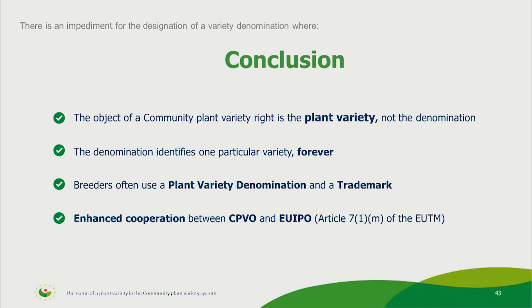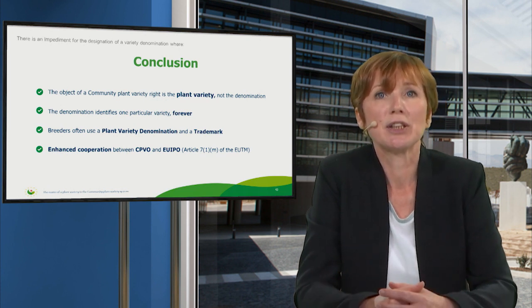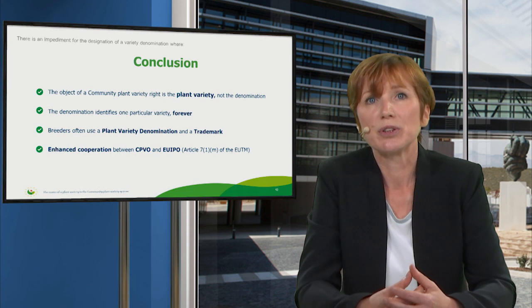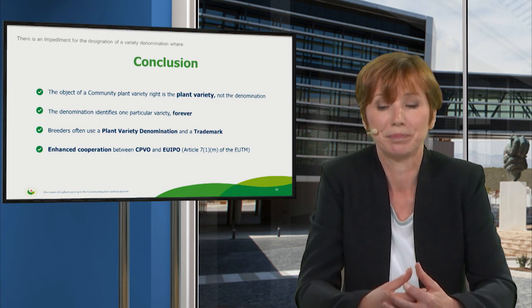So the breeders often use both a plant variety protection and a trademark, and the CPVO and EUIPO closely cooperate in the field of the interface between variety denomination and EU trademarks, following the recent implementation by the EUIPO of the new absolute ground for refusal of trademark application, given it may result in conflict between trademarks and variety denominations.